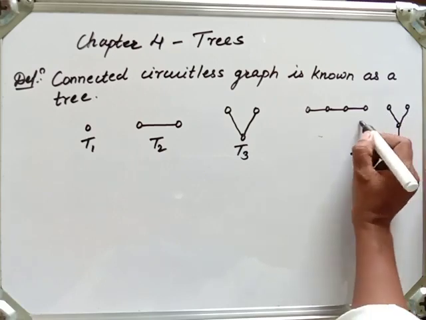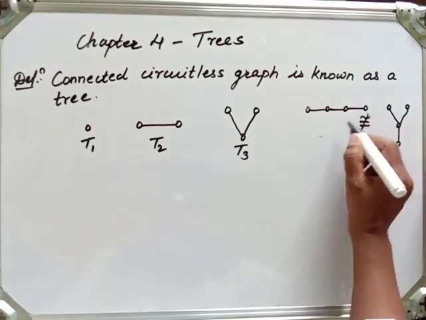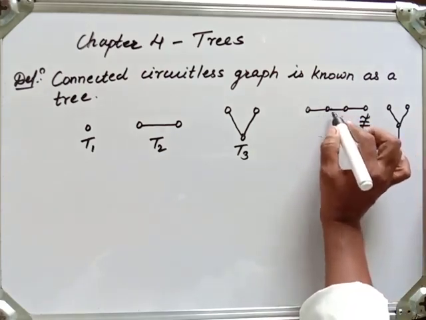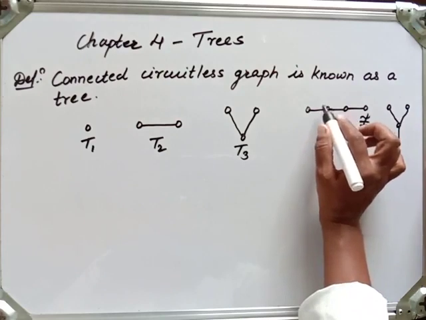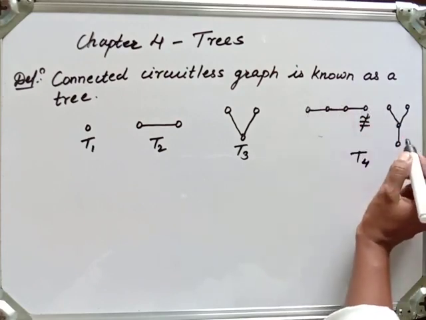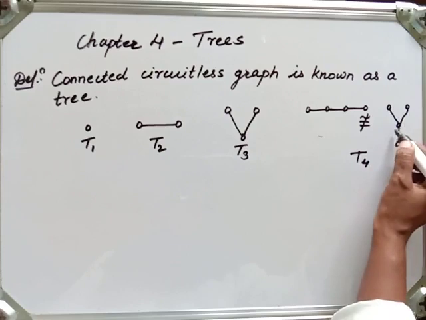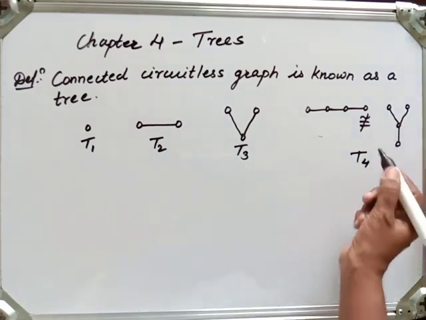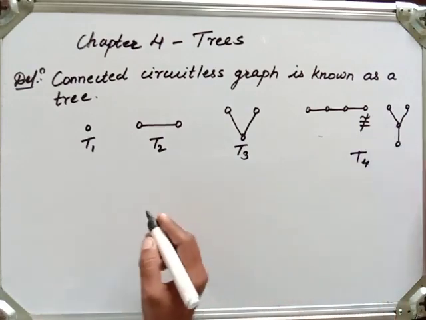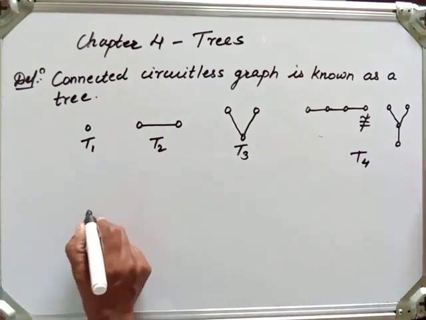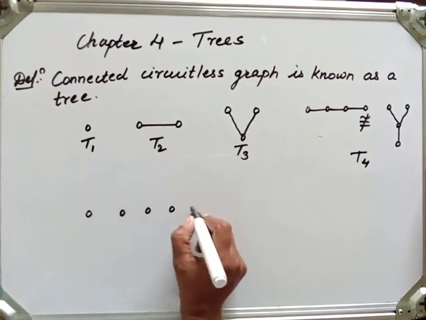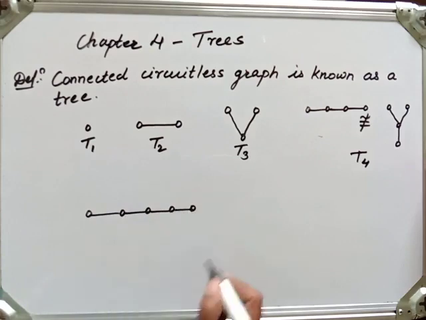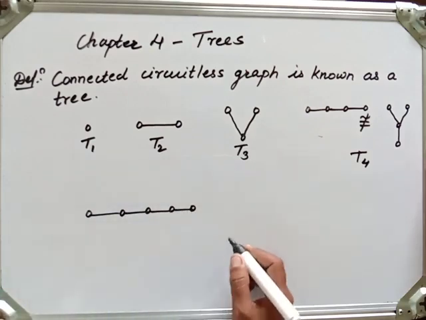These are T4. But these two are not isomorphic to each other. Why? Look here. There are 2 vertices of degree 2 and 2 vertices of degree 1. Here there are 3 vertices of degree 1 and 1 vertex of degree 3. So these are not isomorphic to each other. Similarly, for T5 we can take 5 vertices and form a tree between them.